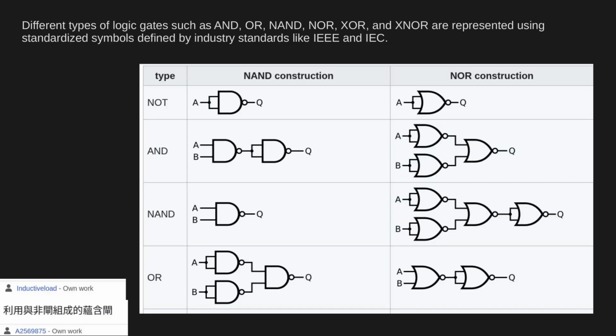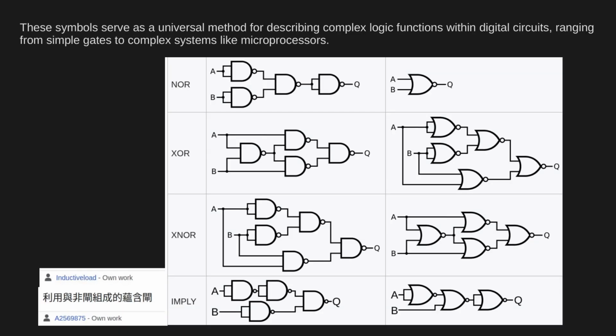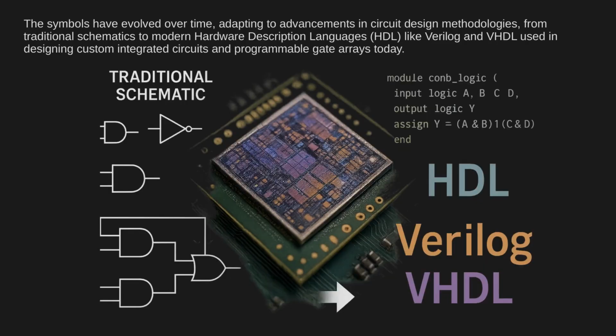Different types of logic gates such as AND, OR, NAND, NOR, XOR, and XNOR are represented using standardized symbols defined by industry standards like IEEE and IEC. These symbols serve as a universal method for describing complex logic functions within digital circuits, ranging from simple gates to complex systems like microprocessors. The symbols have evolved over time, adapting to advancements in circuit design methodologies, from traditional schematics to modern hardware description languages like Verilog and VHDL used in designing custom integrated circuits and programmable gate arrays today.